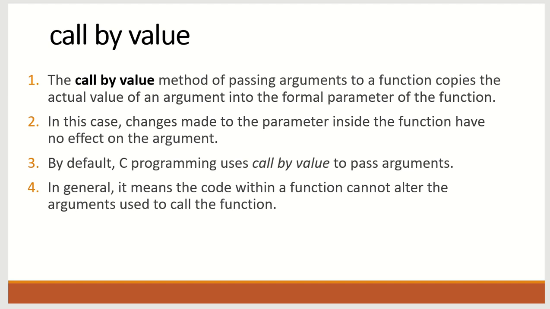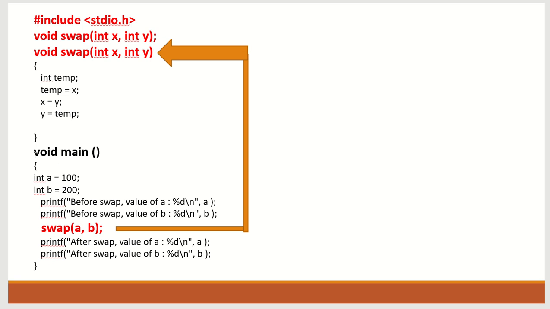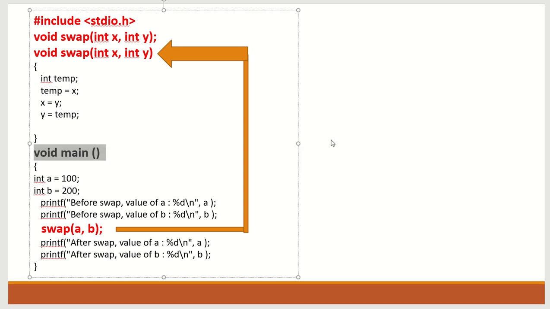So coming to the example part, see here, your program execution always starts from the void main function. We have a equal to 100, b equal to 200, and we are printing the value of a and the value of b initially. Okay. Now swap(a, b). This indicates we are calling the swap function. So a is 100 and b is what? 200. So this will jump to your function definition. So in x it will copy 100 and in y it will copy what? 200.